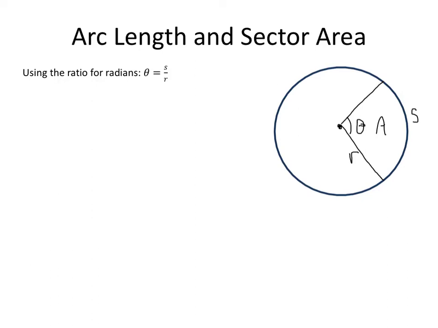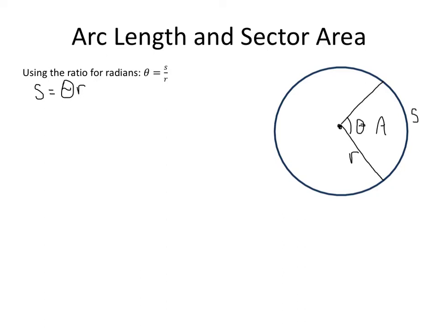Continuing on, we'll talk about arc length and sector area. We'll start with using the ratio that we have for radians. We've already said that radians are equal to the arc length, there's our arc length, divided by our radius. Well, this can certainly be arranged so that we can actually say that the arc length is equal to our angle in radians times the radius.